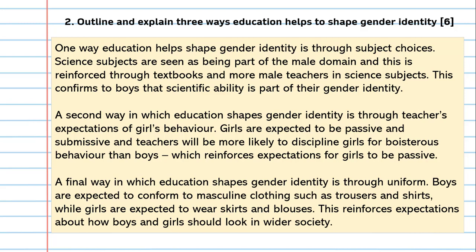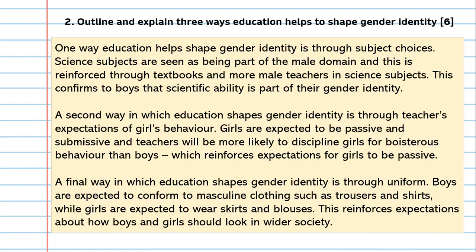It's the idea that males are supposed to be more logical than females, and females are supposed to be more emotive. Again, it's a bit of a stereotype. We need to challenge those stereotypes in society, but in a 2-mark question, you could quite easily put that as an answer. A second way in which education shapes gender identity is through teachers' expectations of girls' behaviour.